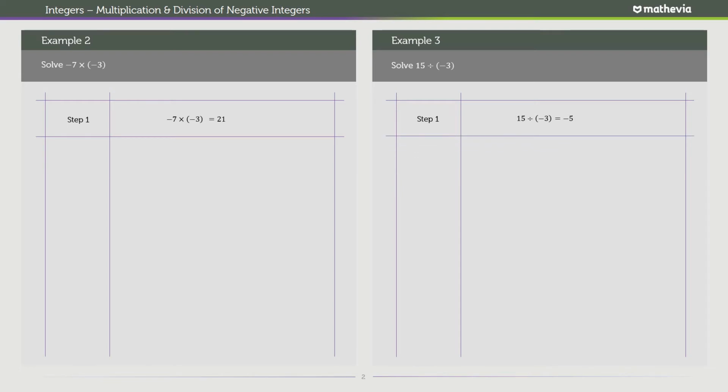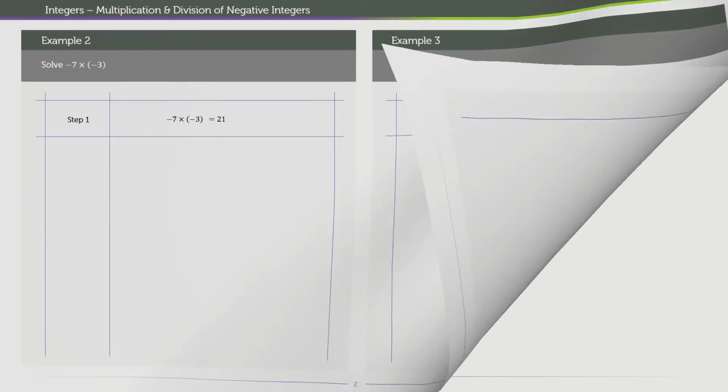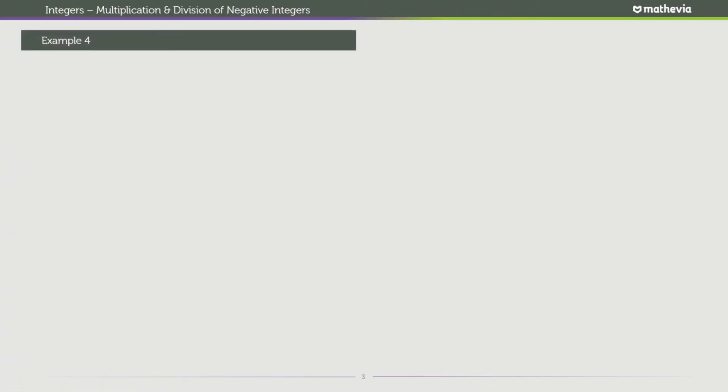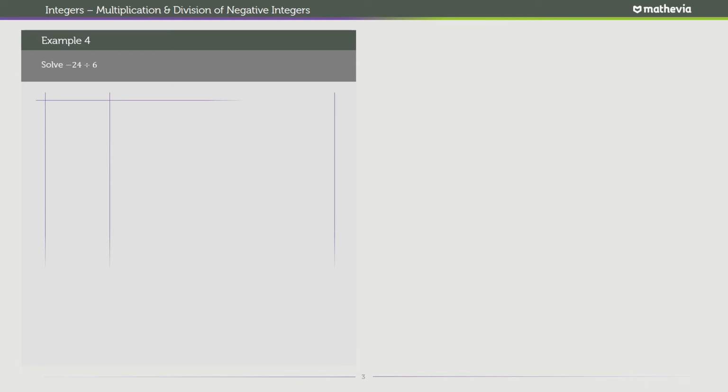I think I have a few more examples. Example 4 says solve minus 24 divided by 6. So we have minus 24 and we're dividing by 6. Now, we have a negative number divided by a positive number. So the signs are different, meaning our answer is going to be negative.